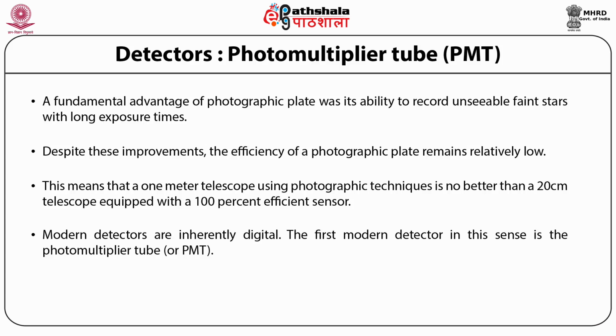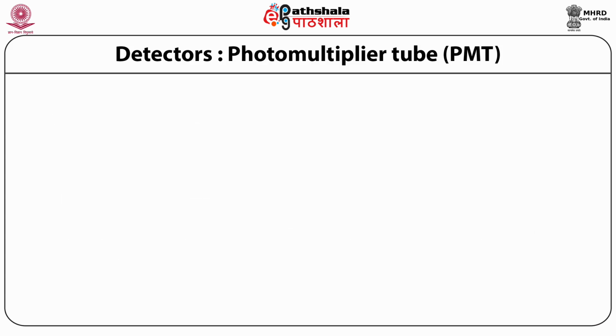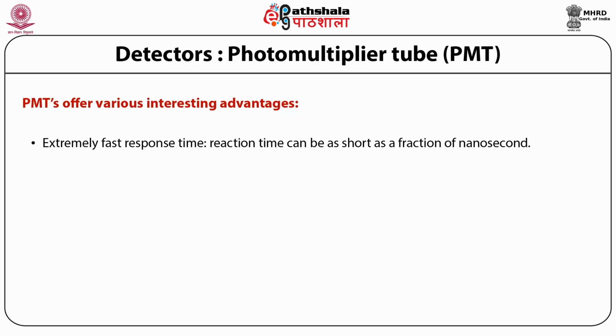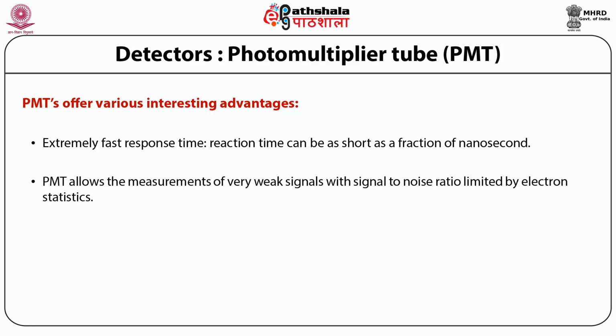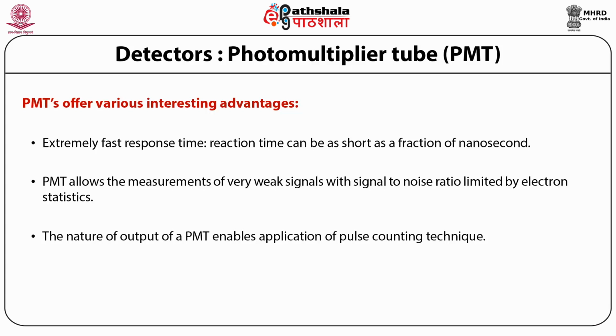The first modern detector in this sense is the photomultiplier tube. Photomultiplier tubes offer various interesting advantages. Extremely fast response time: reaction time can be as short as a fraction of a nanosecond. A PMT allows the measurement of very weak signals with signal to noise ratio limited by electron statistics. The nature of the output of a PMT enables application of the pulse counting technique.